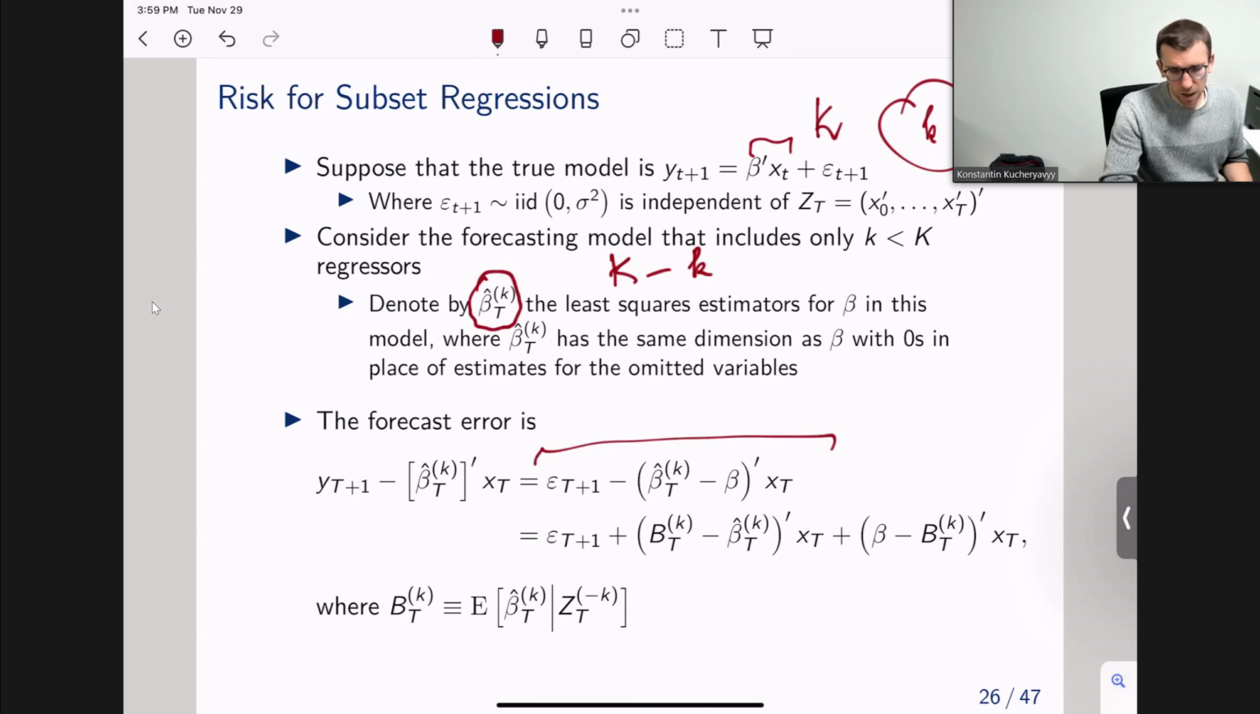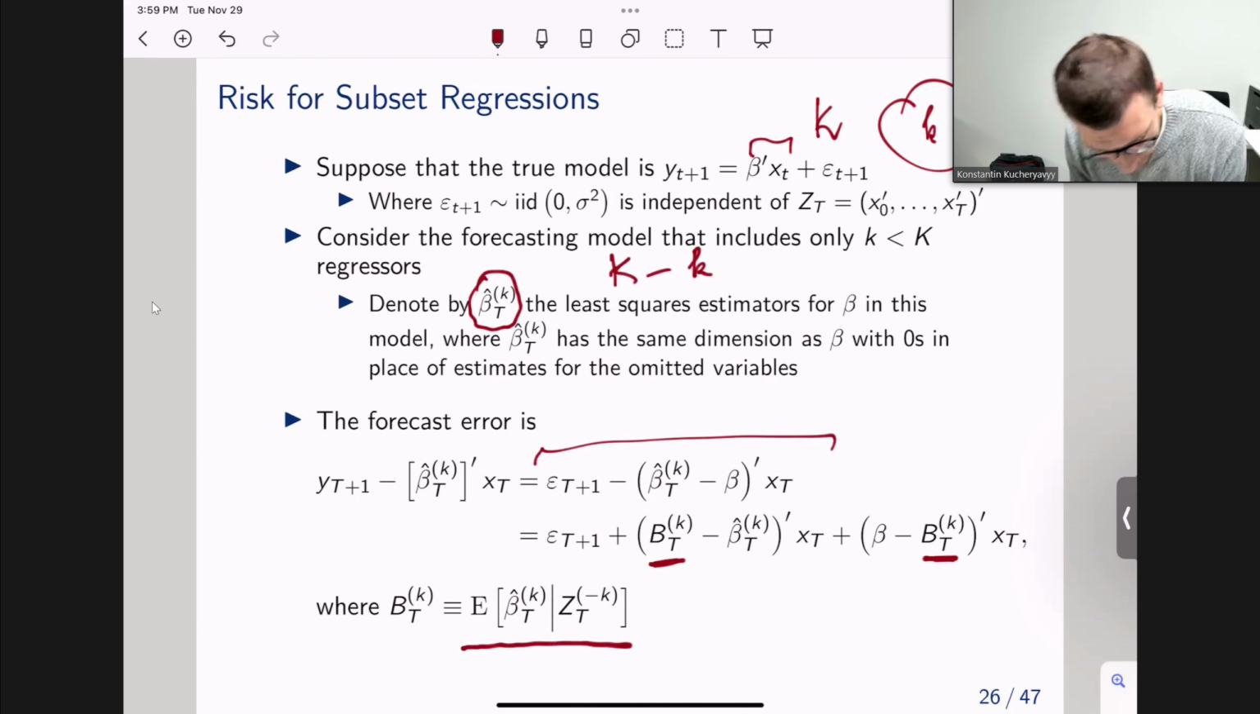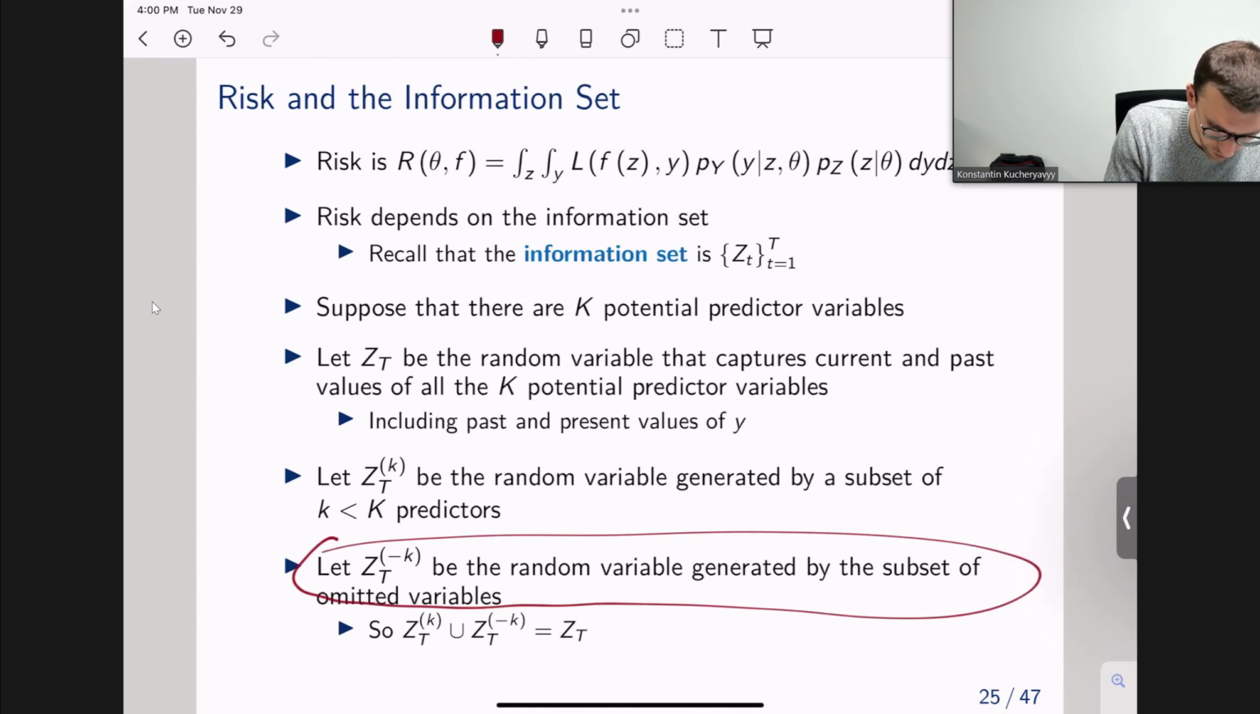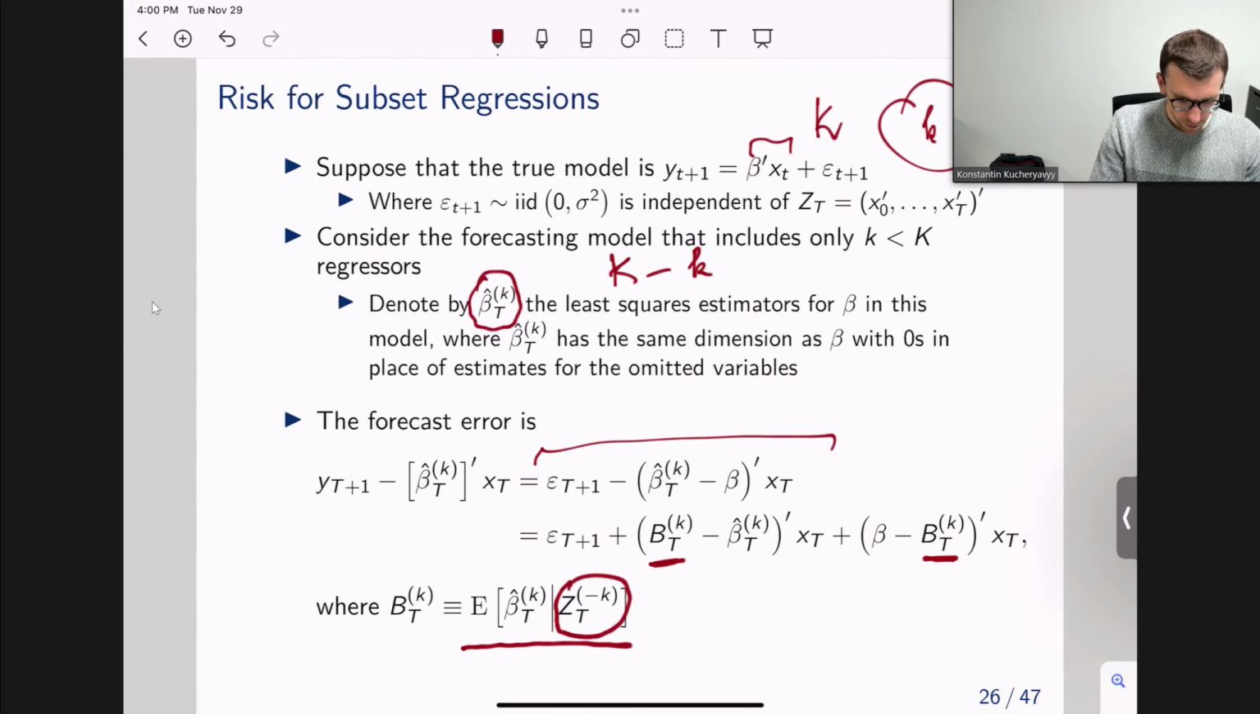So it's this, but now let us add and subtract this object, which is the expected value of these regressors' estimates of parameters beta, conditional on the regressors that we threw away. I defined it on the previous slide. So this is the random variable generated by the subset of omitted variables, the minus k here, and z_t^k is the random variable generated by a subset of the first k predictors. So we just add and subtract this object.